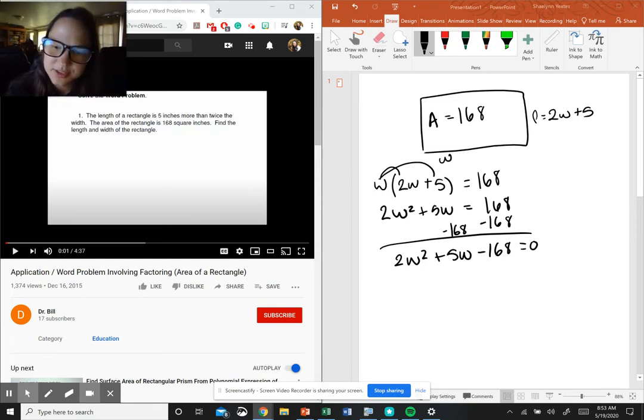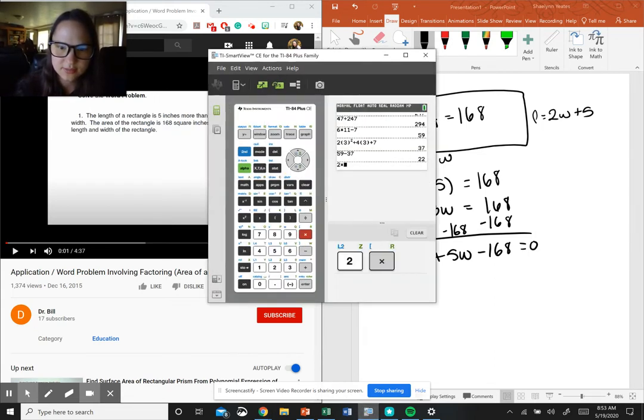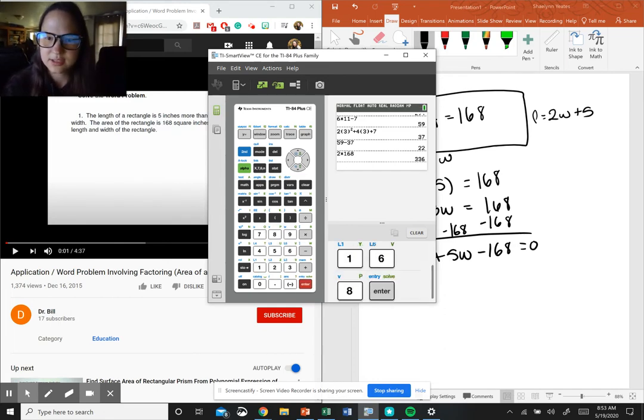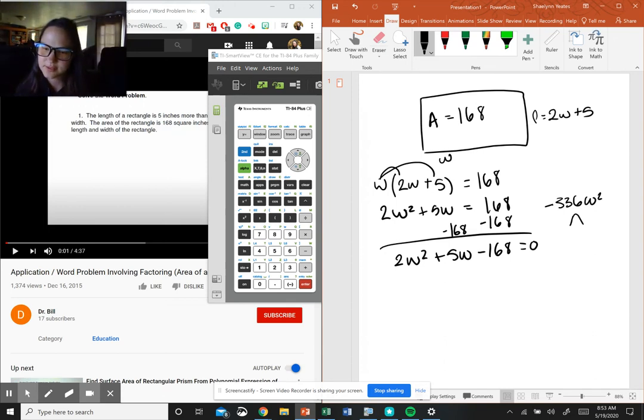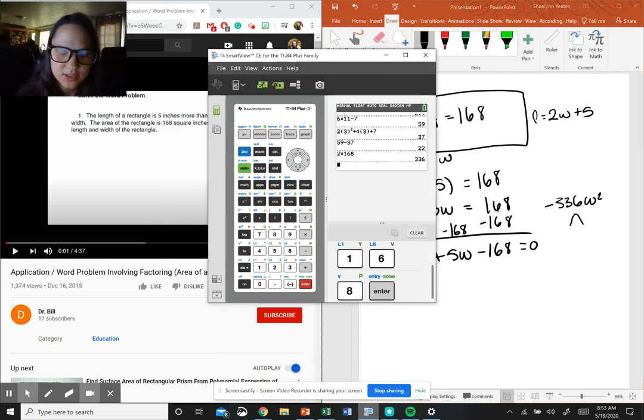So I need to multiply first and last. So then pull out my handy dandy calculator. We do 2 times 168. I get 336. So I'm looking to factor 336W squared. I'm looking for factors of 336 that multiply to a negative, so one's positive, one's negative, and add to 5. So I'm just going to take 336 and divide by 6. 56 and 6, that's not going to work.